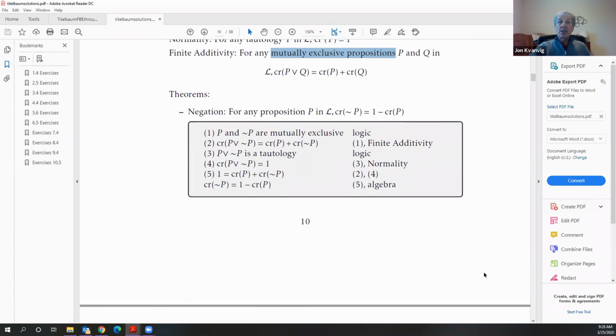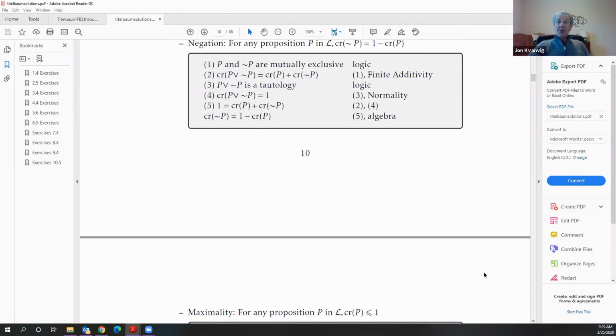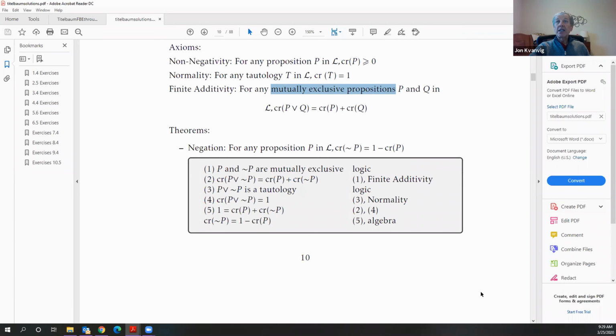Second, we're supposed to prove maximality. For any proposition, its credence is less than or equal to 1. Nothing exceeds a probability of 1. So I say, suppose there is a proposition P with probability greater than 1. So suppose maximality is false. By negation, its denial would have to have a probability less than 0, which violates the non-negativity axiom. Remember, non-negativity says no proposition has a probability of less than 0.